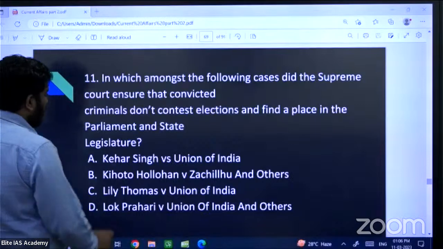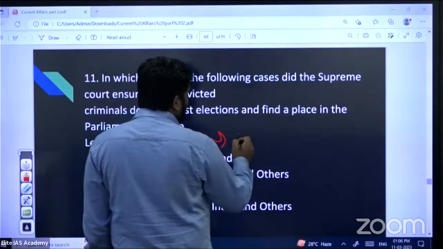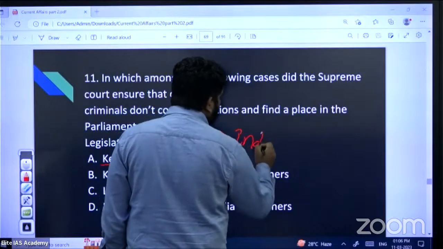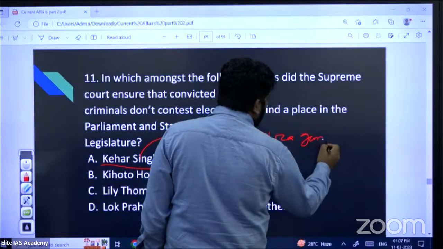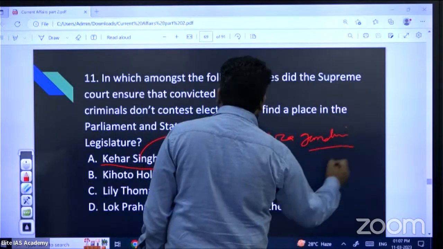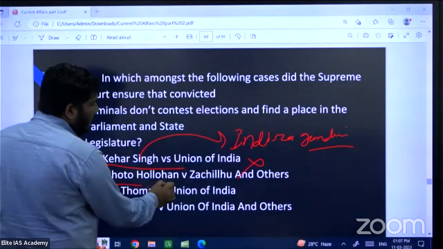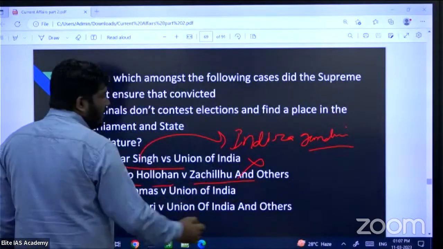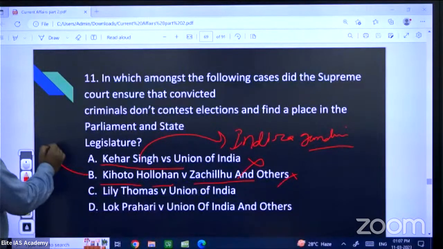Kehar Singh versus Union of India. What is this case all about? Who is Kehar Singh? He was involved in the Indira Gandhi assassination. So this one is not right. Again, the next one is Kihoto Hollohan versus Union of India. This one is incorrect. Why? Because this case is related to the power of the Speaker.